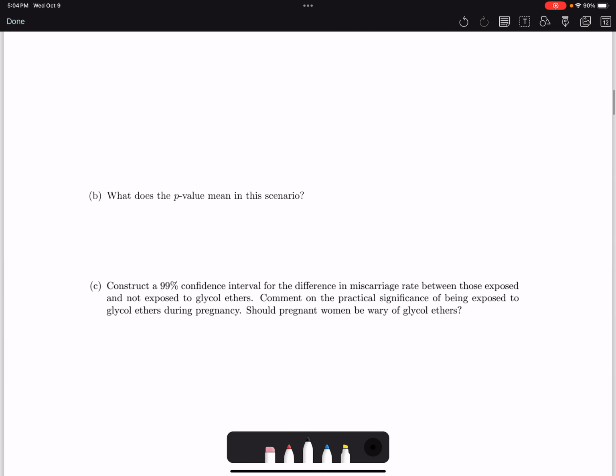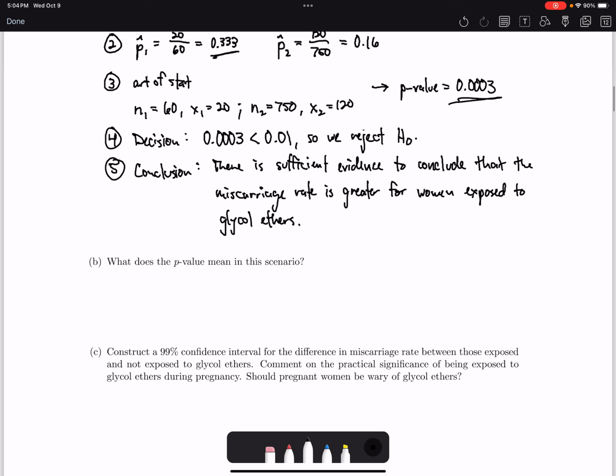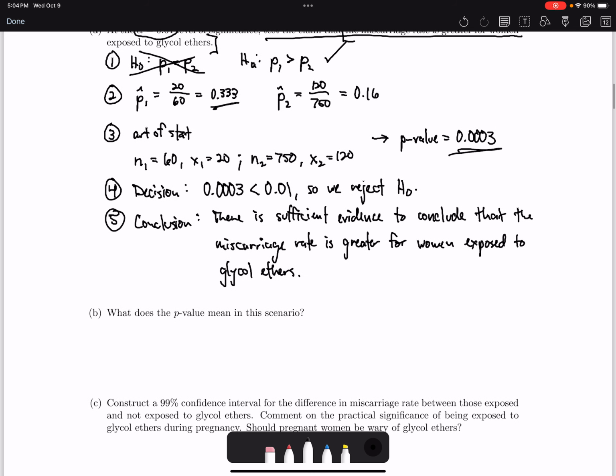Okay, so part B asks us to interpret this p-value. Well, as always, the p-value is the probability of obtaining the sample statistics that we obtained if we assume the null hypothesis to be true. In this case, the null hypothesis was that p1 equals p2. So operating under the assumption that the populations have the same proportion, there is only about a 0.03% chance of obtaining the sample proportions that we obtained. That's a very small probability, okay? It's so small that it makes us doubt our assumption, right? It makes us think, well, maybe we shouldn't assume that the null hypothesis is true, and so we reject it, right?